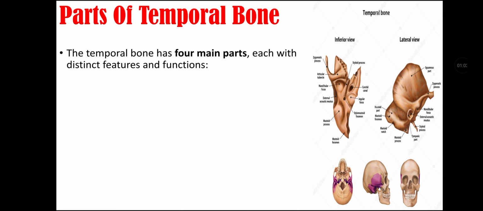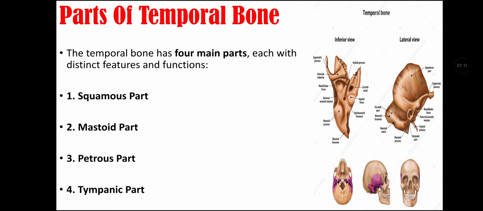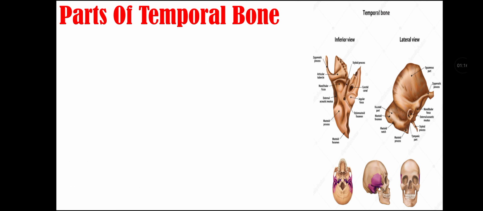Parts of temporal bone. Temporal bone has four main parts, each with distinct features and functions. And these parts are squamous part, mastoid part, petrous part, and tympanic part. Now let's talk about these parts of temporal bone one by one. First part of temporal bone is squamous part.